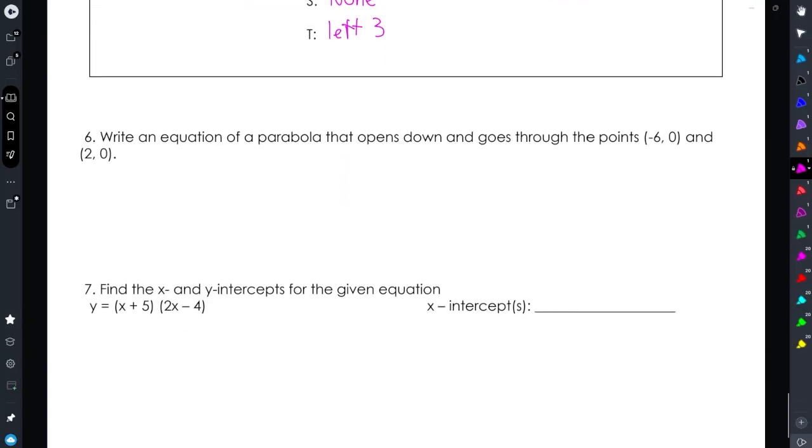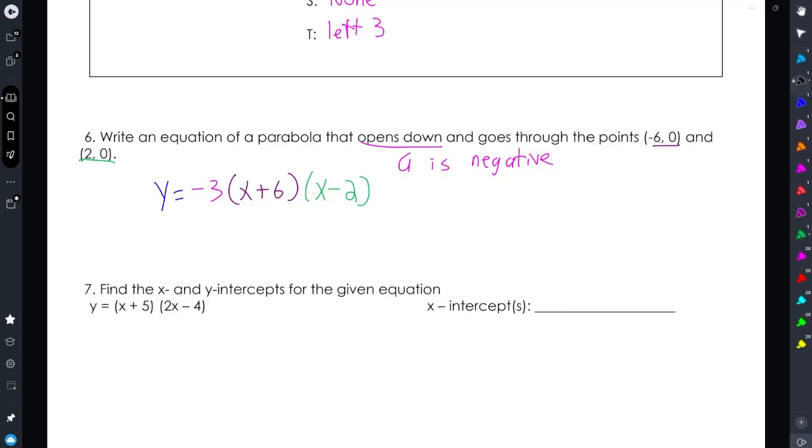Now, our last two examples, it says write an equation of a parabola that opens down, so that means a is negative, and goes through the points. Oh, here's our two x-intercepts. So it's going to be y equals, we need a negative a value, so maybe negative 3. Then if one of the intercepts is negative 6, it needs to be x plus 6, the opposite. And if positive 2 comma 0 is another x-intercept, it needs to be x minus 2. So that would be our final answer.